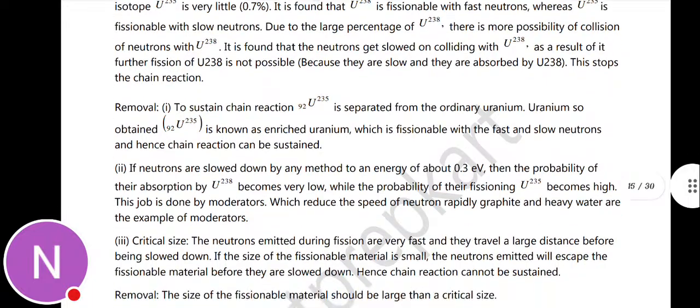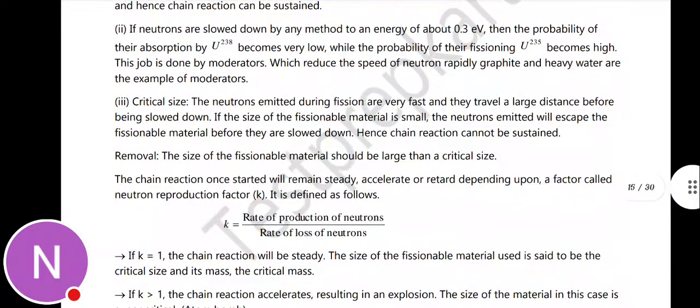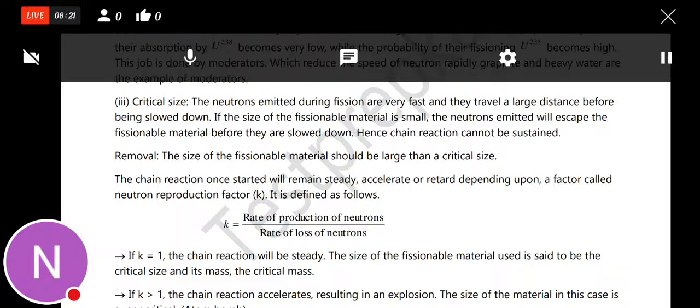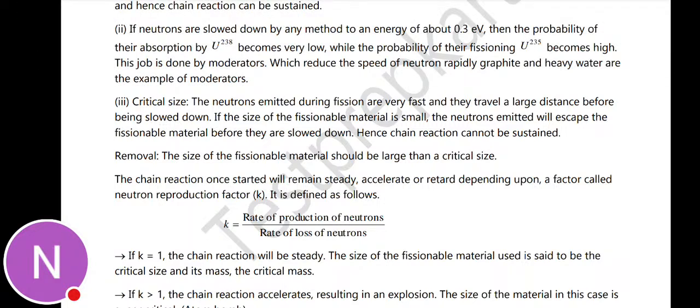The next difficulty is if neutrons are slowed down. If neutrons get slowed down by any method to an energy of about 0.3 eV, then the probability of their absorption by uranium 238 becomes very small, while the probability of their fissioning with uranium 235 becomes high. This job is done by a moderator, which reduces the speed of neutrons rapidly. Graphite and heavy water are some examples of moderators.